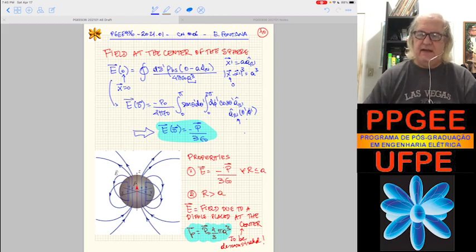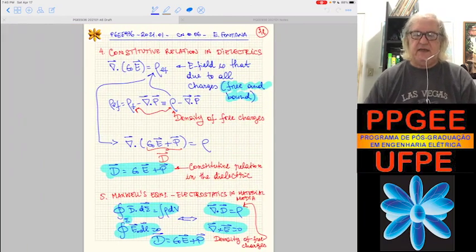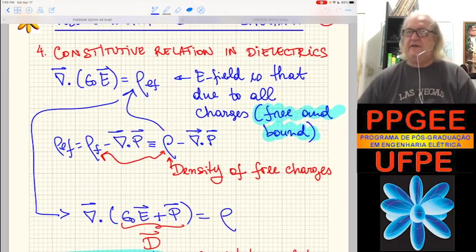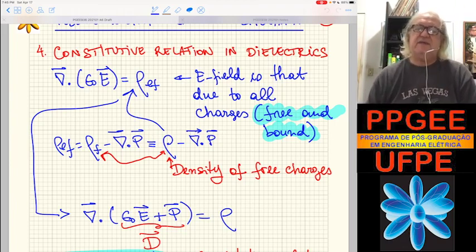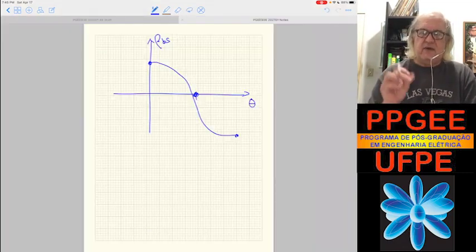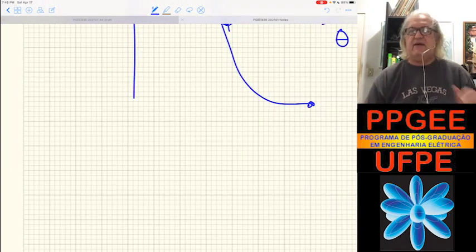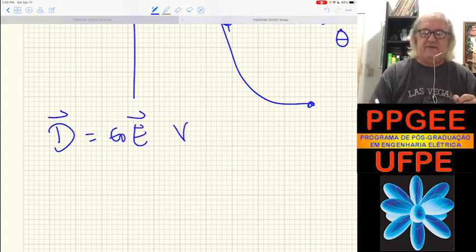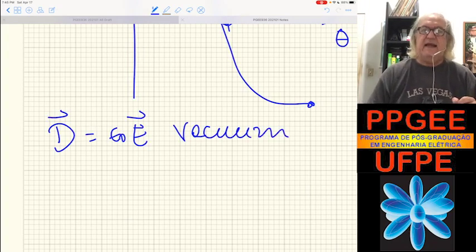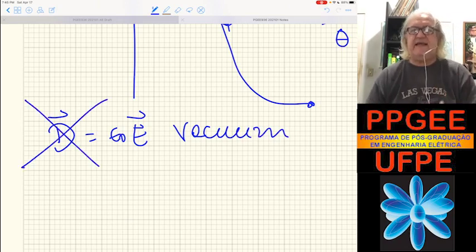Well, now after we have done this, we are ready to establish the constitutive relation in dielectrics. Constitutive relation is the relation between field quantities. Recall that so far, we forgot vector D, right? We said before that D equals epsilon 0 E in vacuum, right? Now let's forget temporarily vector D.